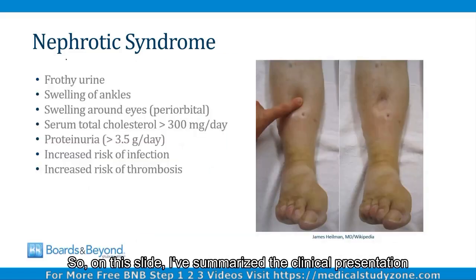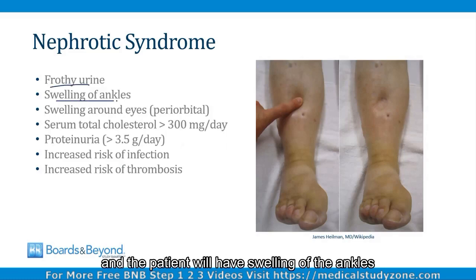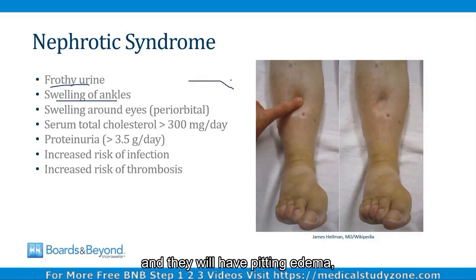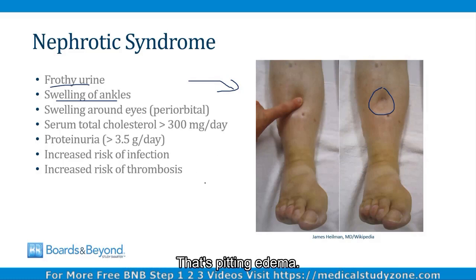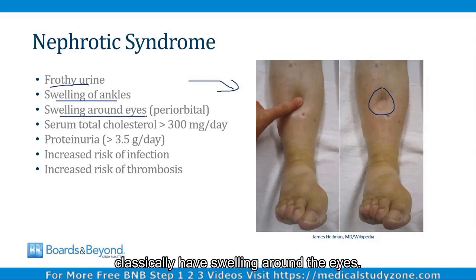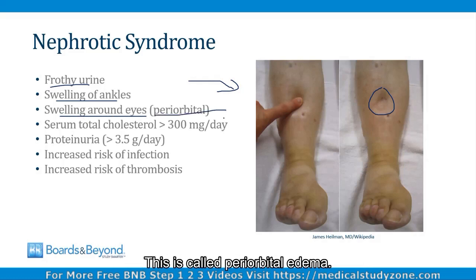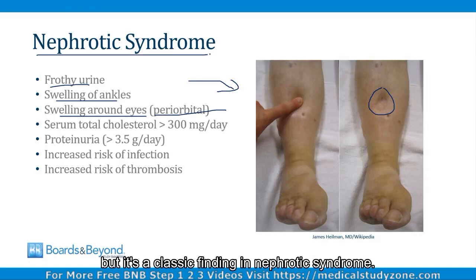So on this slide I've summarized the clinical presentation of a patient with the nephrotic syndrome. The patient will report frothy urine, and the patient will have swelling of the ankles, and they will have pitting edema, like what's shown in this picture. If you press your finger down, it will leave a pit behind. That's pitting edema. In addition, patients with nephrotic syndrome classically have swelling around the eyes. This is called periorbital edema. Periorbital edema can occur in any edematous state, but it's a classic finding in nephrotic syndrome.